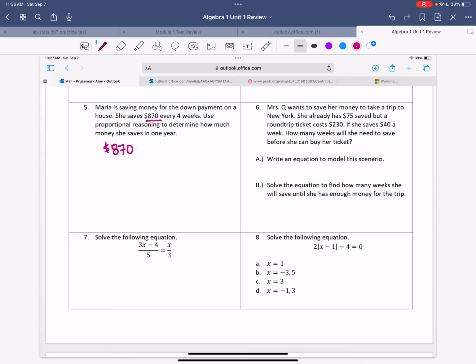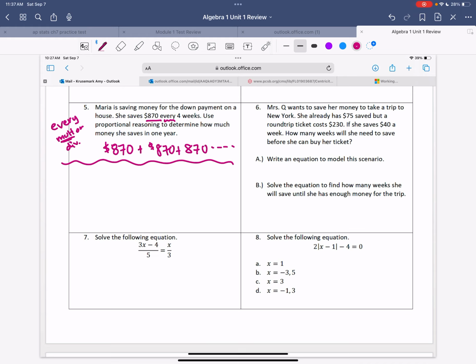$870 every 4 weeks. So this word every is kind of like the word of. It means multiply or divide. So if she does it after 4 weeks, and then she does it again, and again, the first week, and the second week, and the third week, and it keeps on going, this looks like multiplication, doesn't it? So again, this is just me thinking. You can kind of erase that if you'd like.